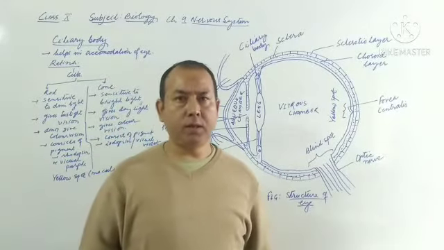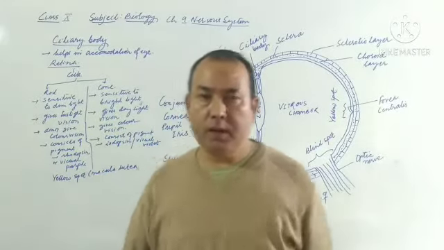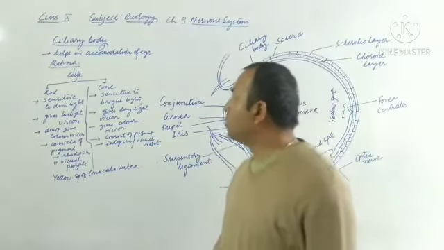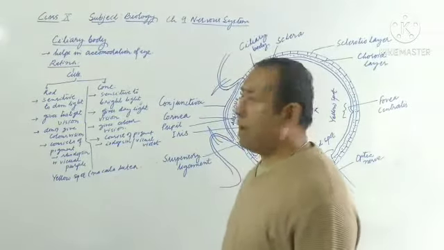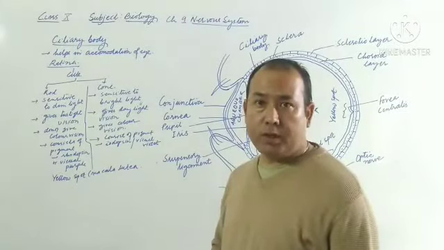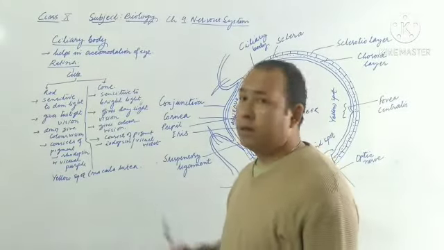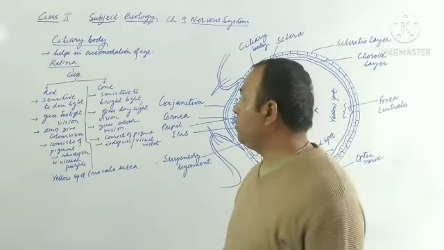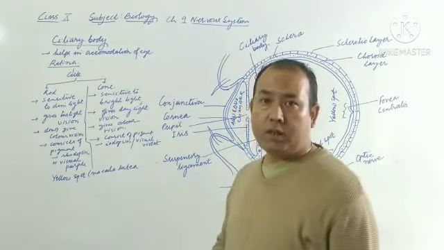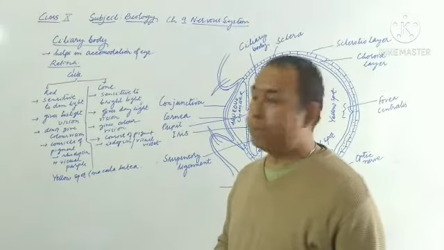Welcome back, students. Let's continue the same topic, that is the internal structure of the eye. So far, we have reached up to the iris. Iris we completed. Now the next topic to understand is the ciliary body, which is another modification of the choroid layer.